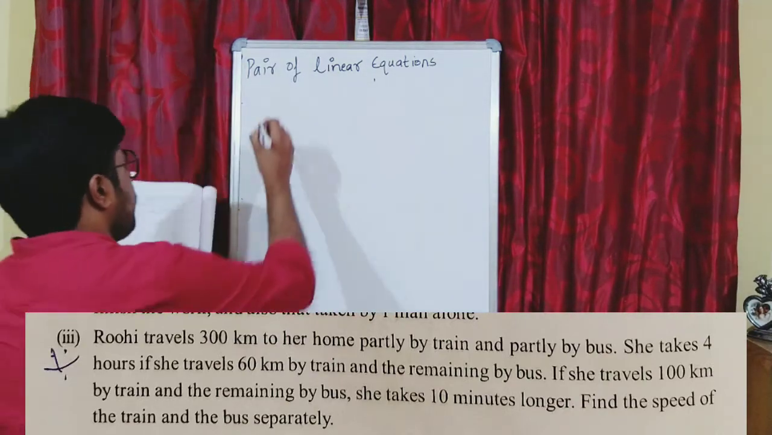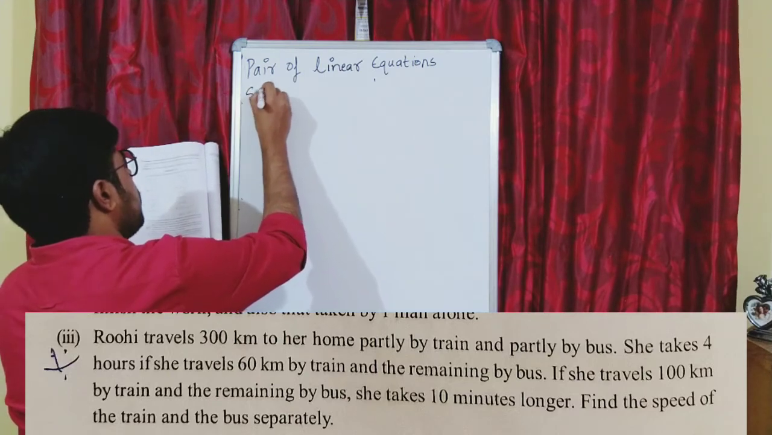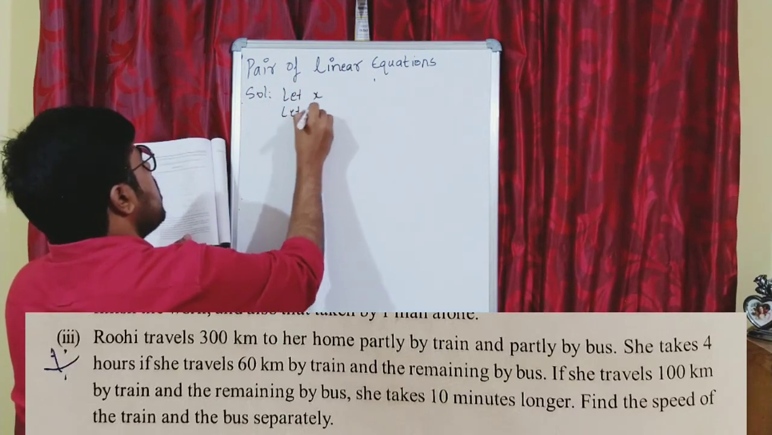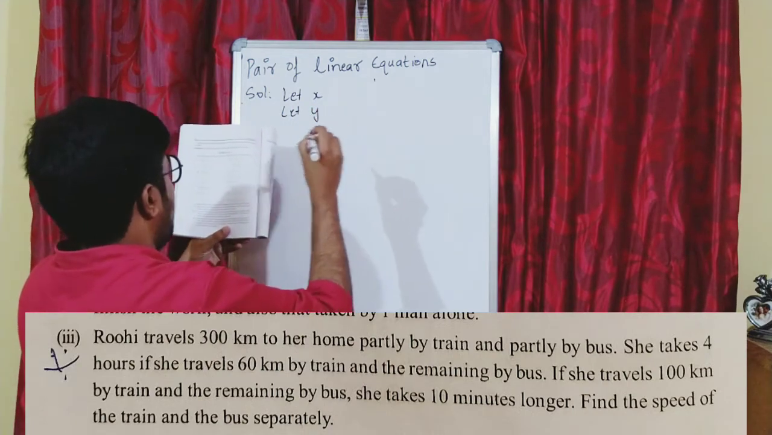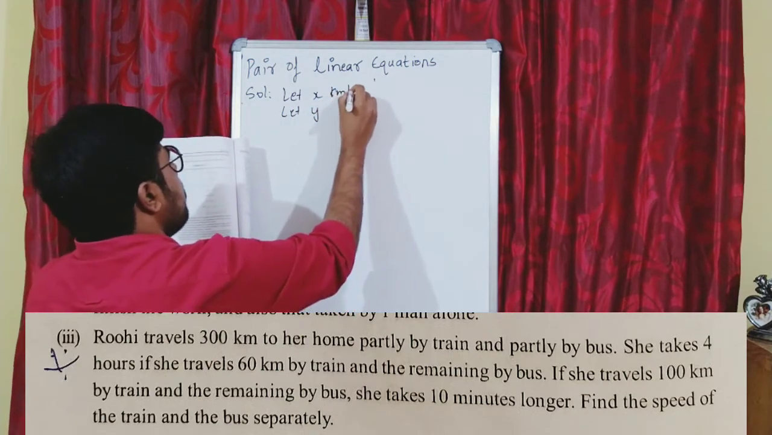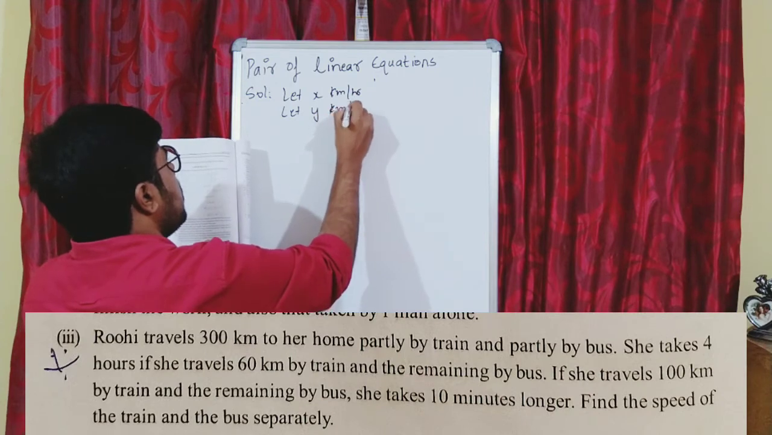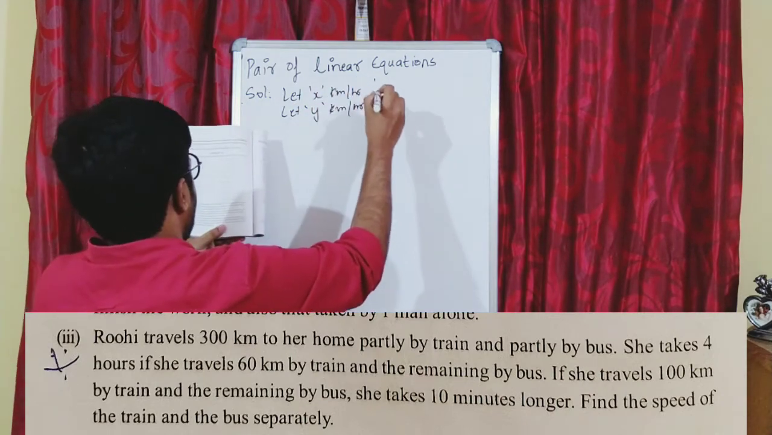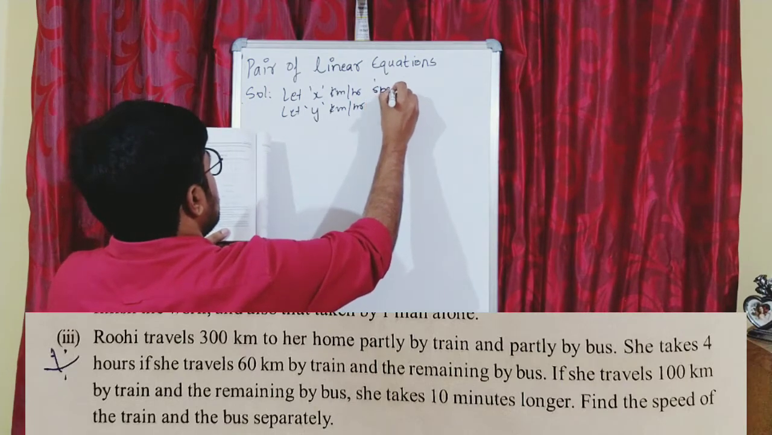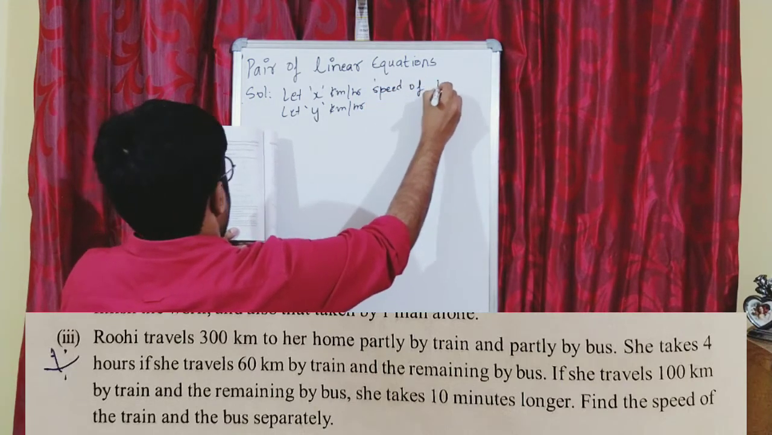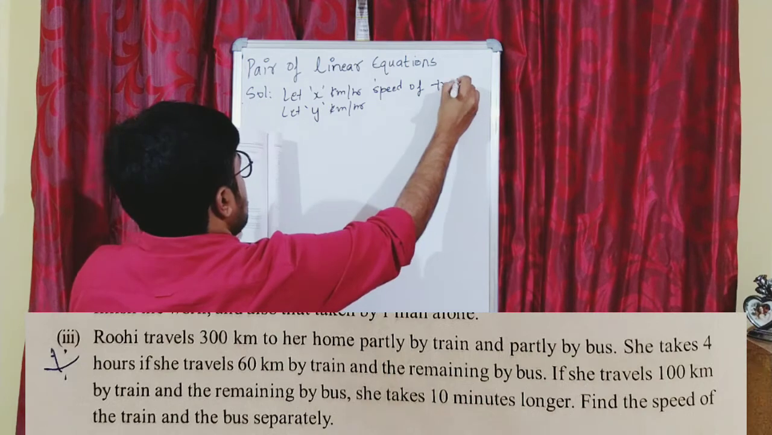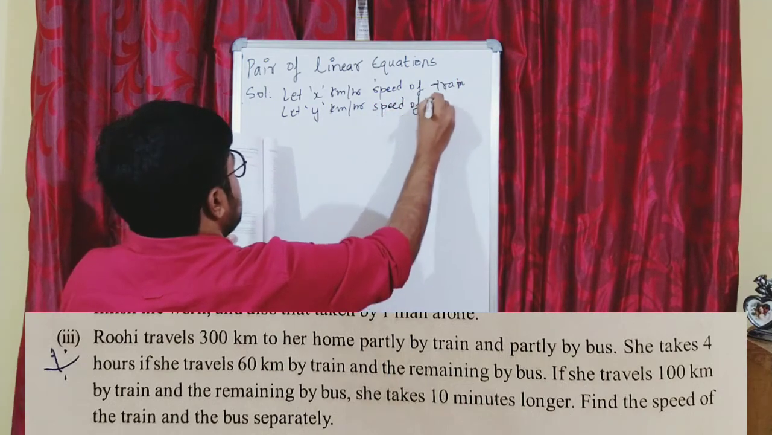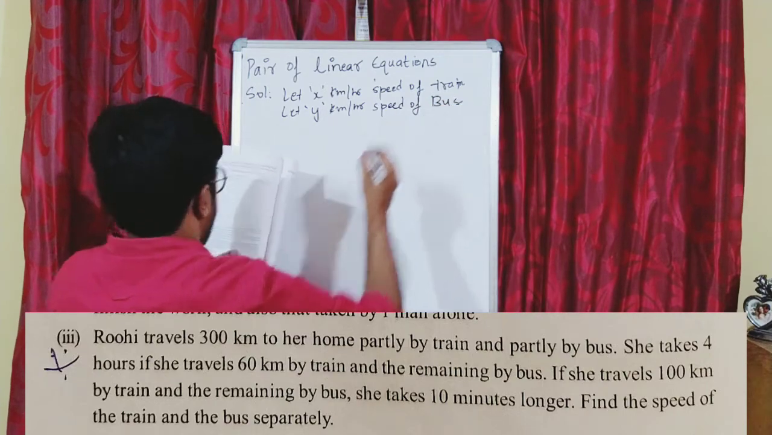As you know, the first thing that you should do here is let x, let y. They are the speeds, so kilometers per hour. Let x be the speed of the train, and y the speed of the bus. Okay, this is your first step.